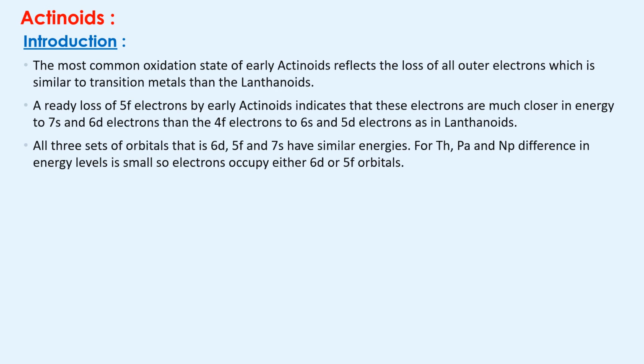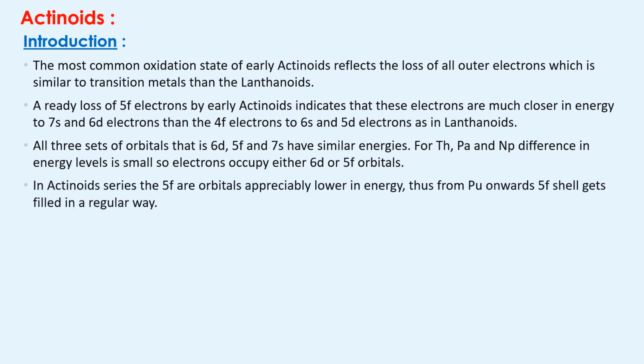After thorium you have protactinium, then neptunium. So the difference in energy level is very small, so electrons occupy either the 6d or the 5f orbital.